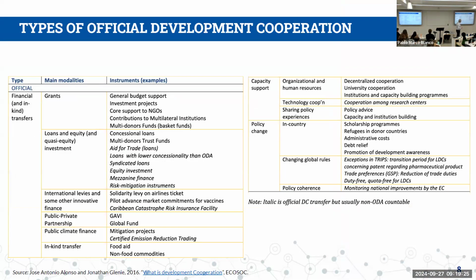Here, you don't need to work through this, but you will have it, just for your information. What are the main instruments that we normally use in international development cooperation? We will see them in more detail during the next sessions.